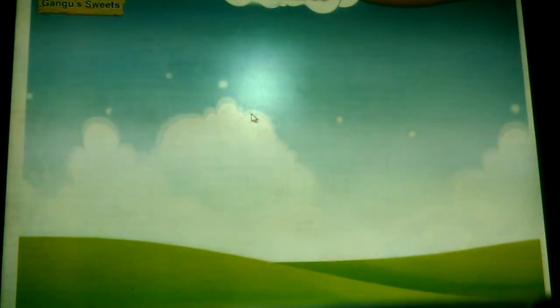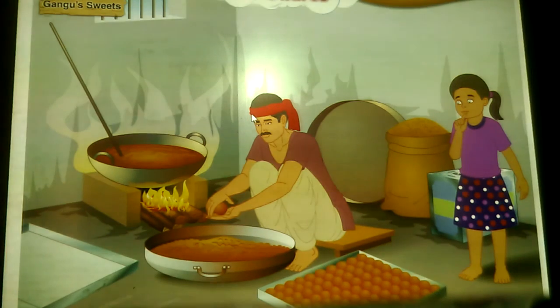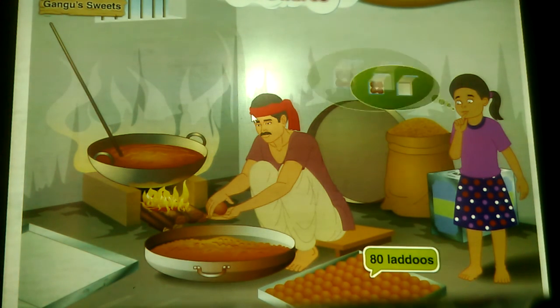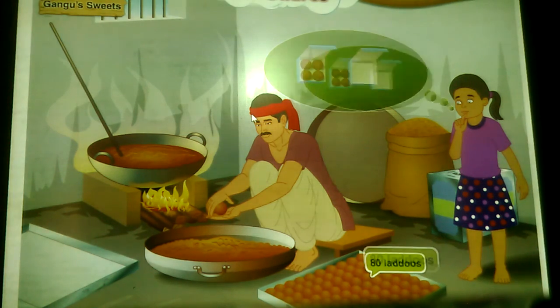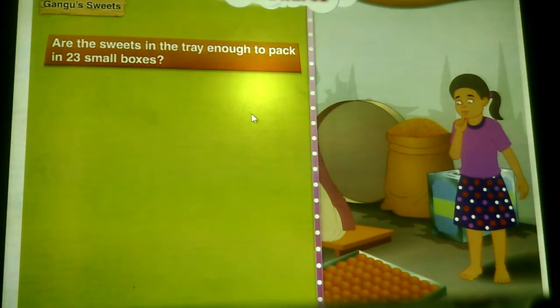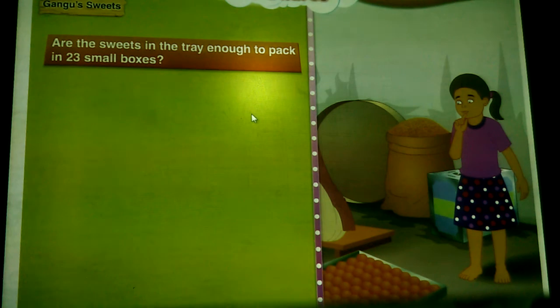Gangu's sweets. Gangu is making sweets for Eid. He has made a tray of 80 laddus. Rabia says, please pack 4 laddus in a small box. I need 23 small boxes. Are the sweets in the tray enough to pack in 23 small boxes?